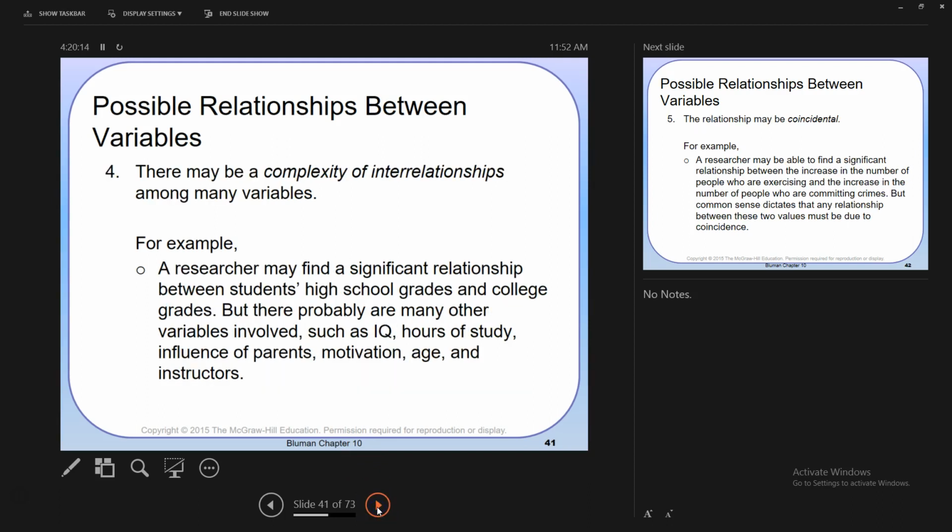And then lastly, this is the complexity of interrelationships. So you might find a relationship between students' high school grades and college grades, but there's probably many other variables involved. Your IQ, the number of hours you study, your family influence, your motivation, your age, all of those things lead to grades. It's probably not just, oh, if you get a good grade in high school, that's going to lead to good grades in college.